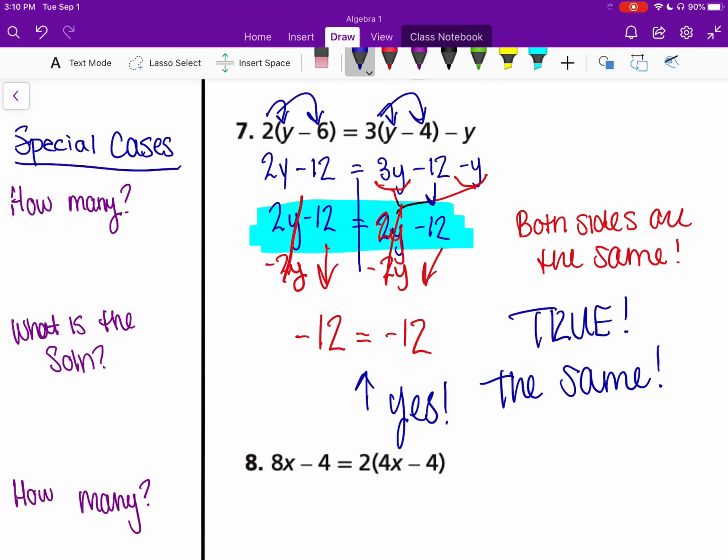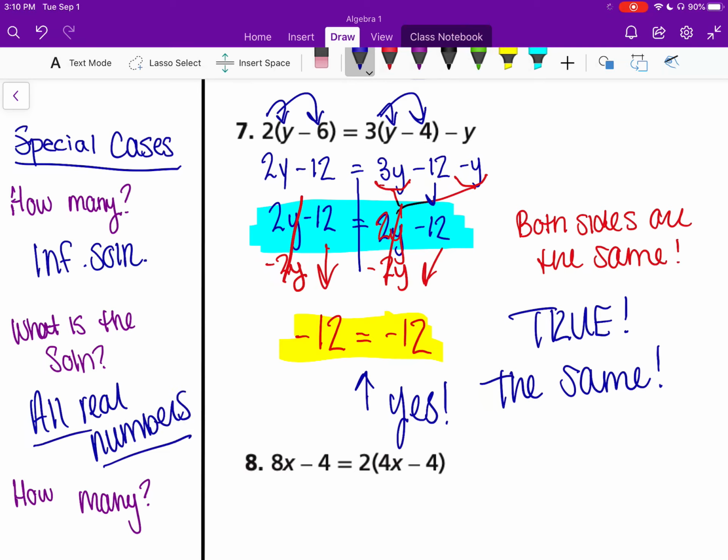So when you end up with something special like this, that means if we're actually thinking about how many solutions that we have, we have infinite solutions. Because that was a true statement, and that means that any number makes this equation true. So the solution is all the real numbers.